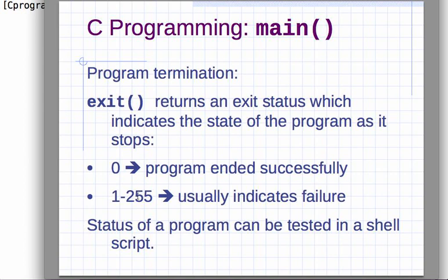So where is this return code used? It's used, for example, in a shell script. And remember, with the ampersand, if you want to execute two things based on whether the first one worked or not, this is the kind of code that's checked. So the status of the program can be tested in a shell script, and then you can use either the ampersand or the double straight line operator, that's the OR function.